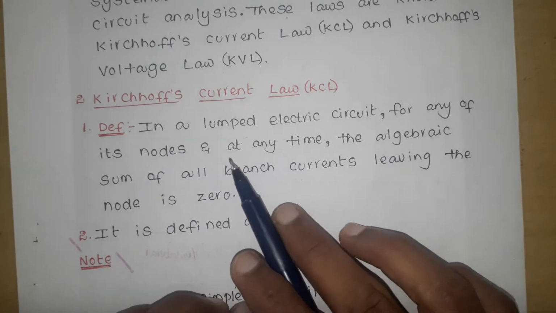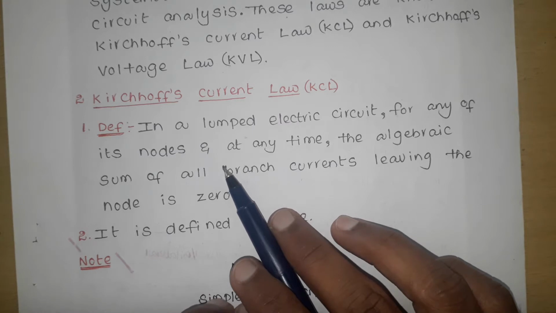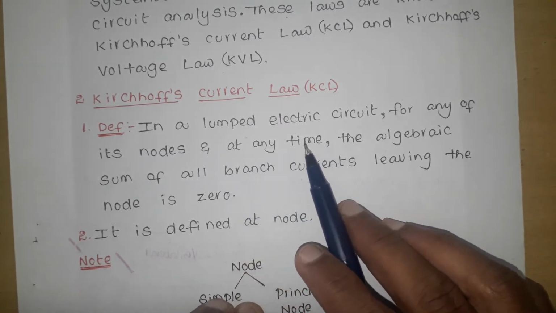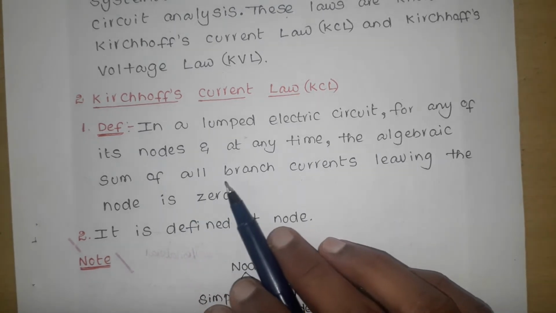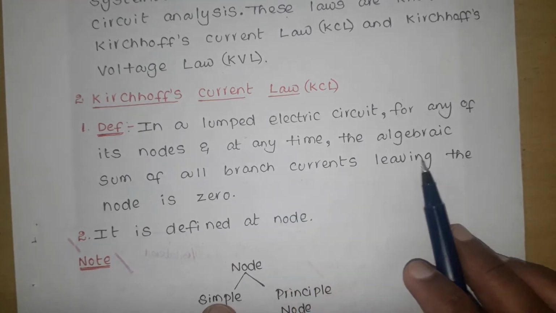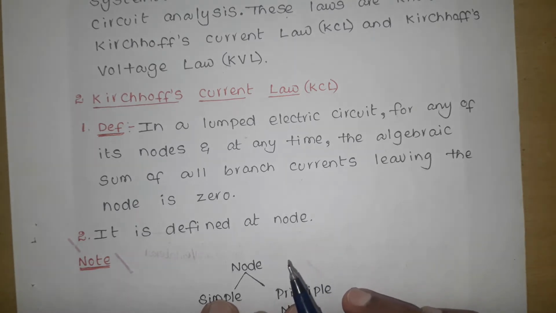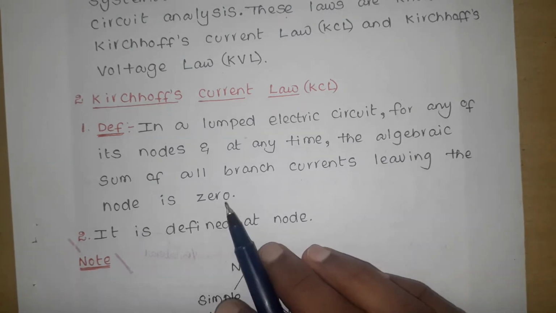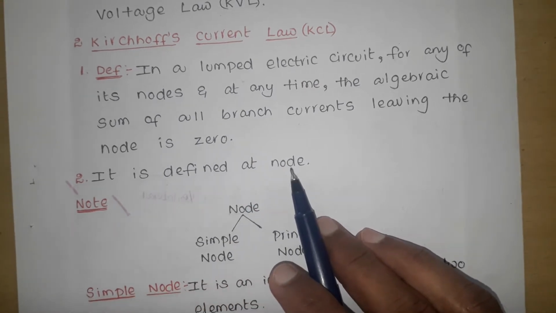So we can apply KCL at any node and at any time. Even for AC circuits we can apply KCL. The algebraic sum of all branch currents leaving the node is zero. So KCL is defined at a node.